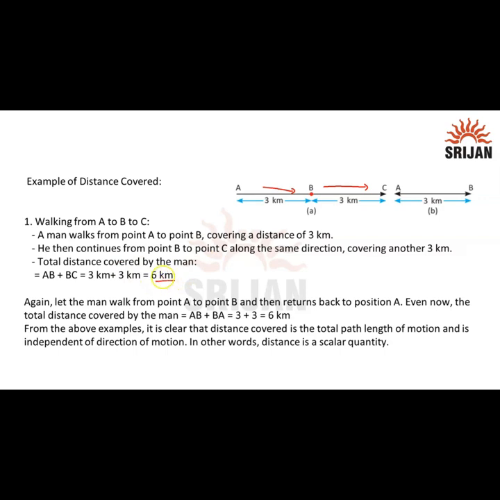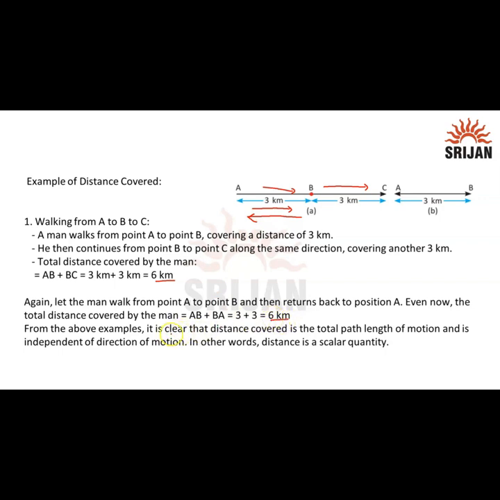Now, consider another example such that the man moves from A to B but then comes back from B to A. What will be the total distance in this case? It will be 3 plus 3, again equal to 6 kilometers.